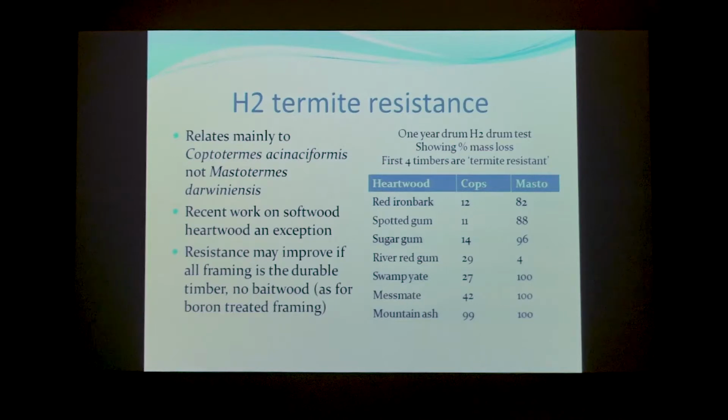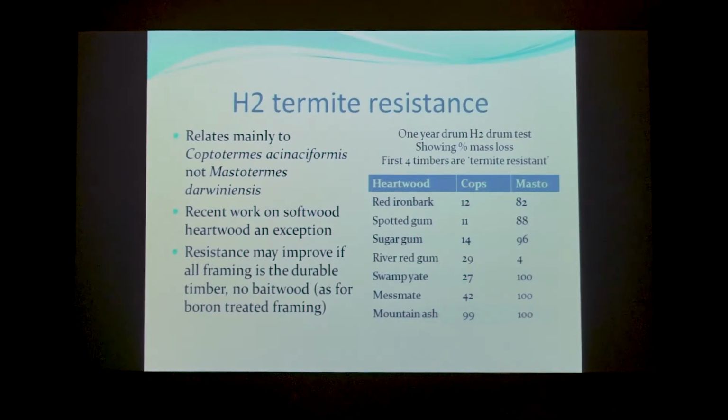Some recent trial that we did shows that when we say termite resistance, we're actually mainly meaning resistance to coptotermes, which is a species that occurs throughout mainland Australia. So you see the mass losses there. There's still some mass loss there, 12% or 11%, but compared to mastotermes, the giant northern termite, even termite-resistant timbers aren't being controlled there. And that's a termite that only lives in tropical Australia.